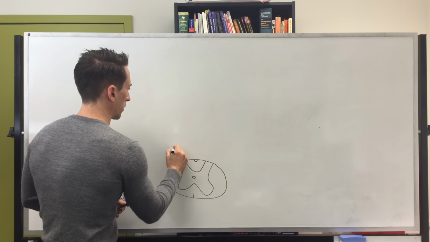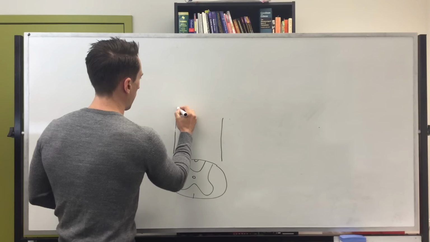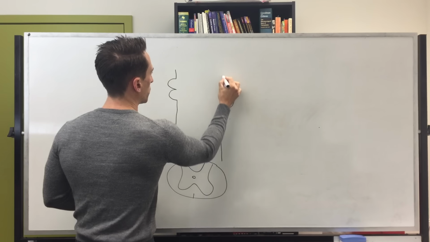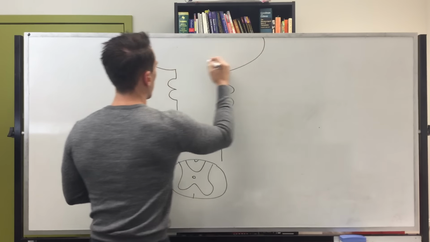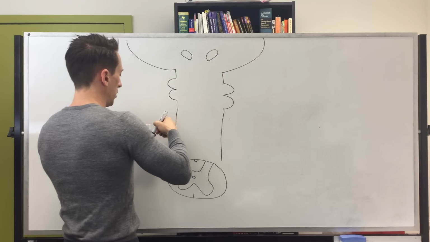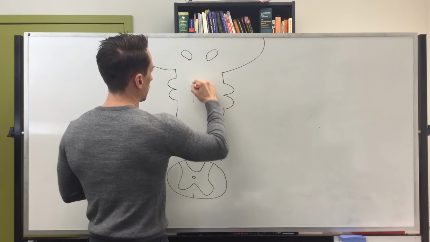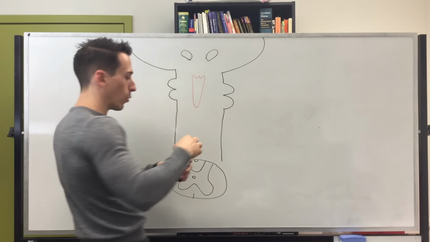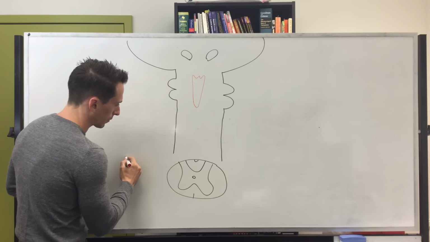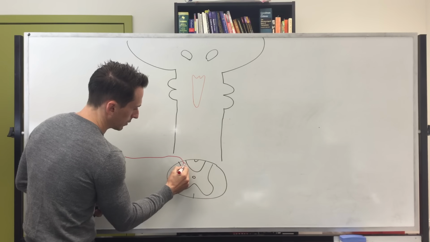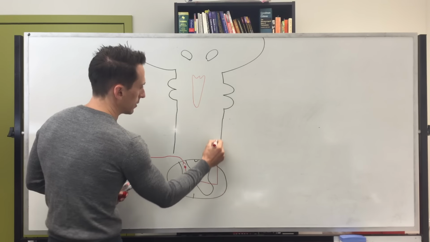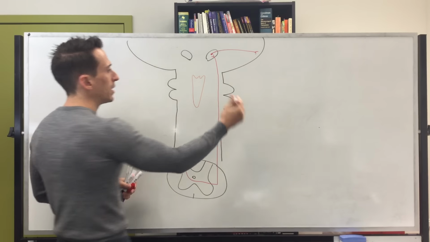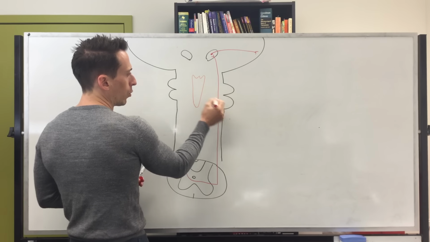Let's just draw it coming up like this: medulla, pons, midbrain, cerebrum, thalami. Let's have the reticular formation, which I said was stimulating you being awake. And now let's send a pain signal in. Got a pain signal coming in, synapses, decussates, ascends, thalamus, cortex, right?